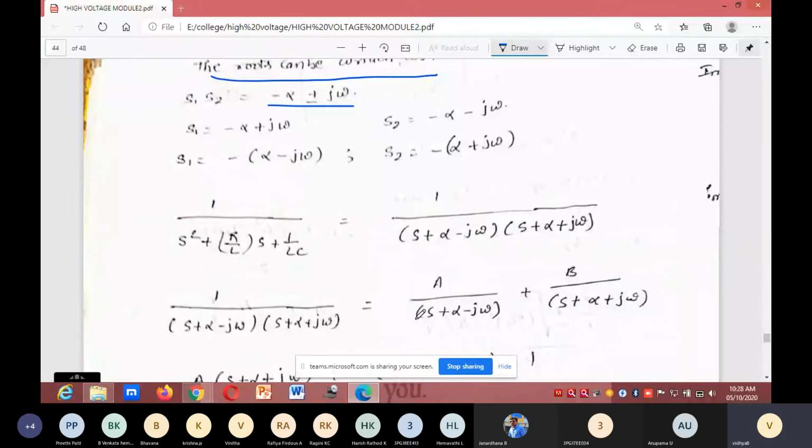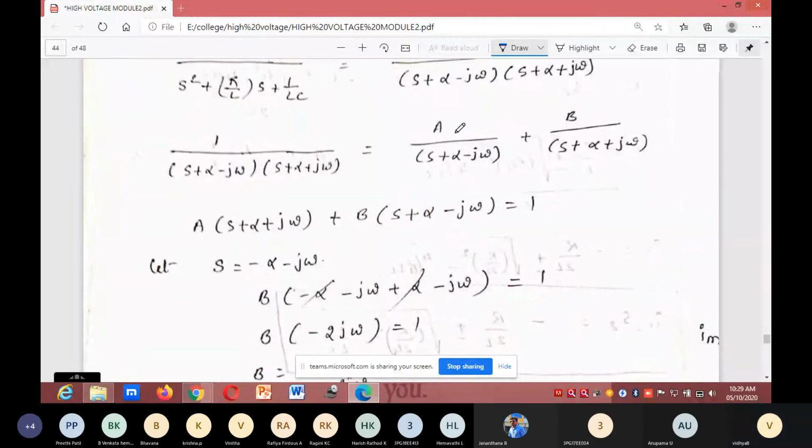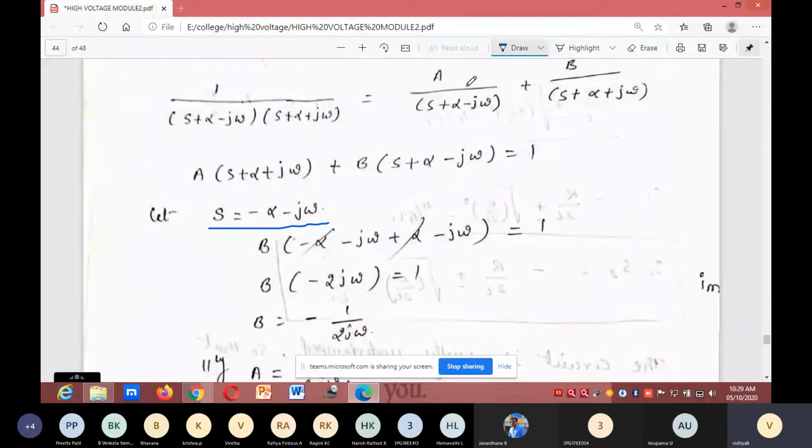Okay, A divided by (s plus alpha minus j omega) plus B divided by (s plus alpha plus j omega). For the first case, you need to substitute s is equal to minus alpha minus j omega, so that A will become 0, and you will get the B value. For the next case, you need to substitute s equal to minus alpha plus j omega, so that B will become 0 and you will get the A value.